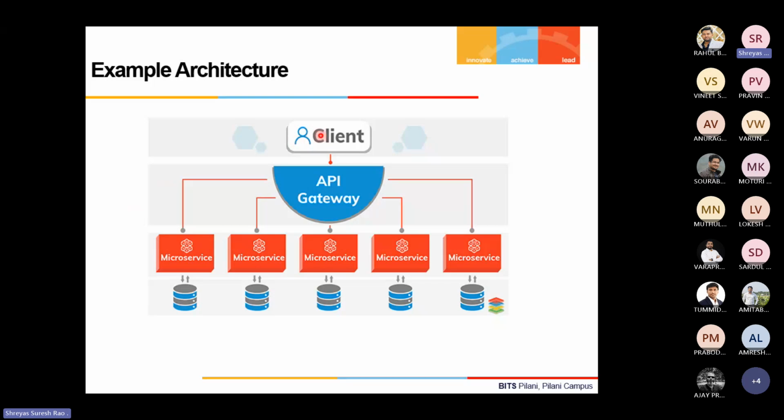So this is how the architecture looks. The client will talk to an API gateway layer, and then the API gateway layer will route the request from the client to the appropriate microservice. So this is the generic architecture of microservices. Here the API gateway will act as a facade. Generally we call this pattern the facade pattern, FACADE.